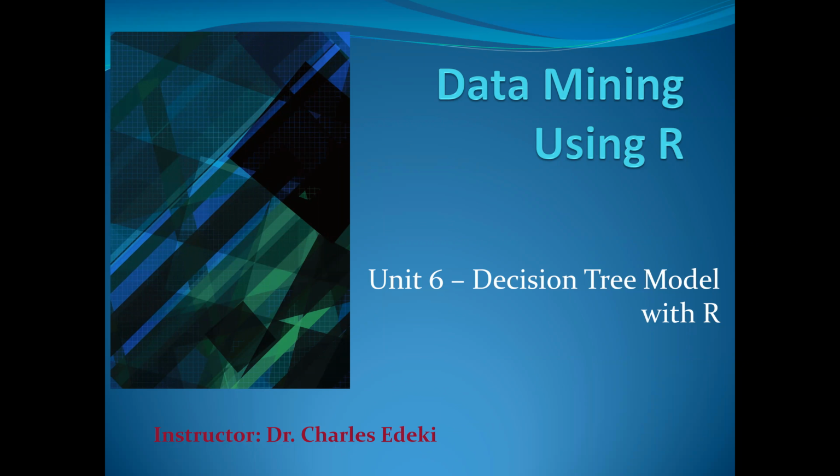In this lecture, we're going to discuss using R to build decision tree models. We are going to discuss three types of decision tree algorithms: the first one will be CART, C-A-R-T, the second one will be the C5.0, which in Weka we call the J48 algorithm, and the last one will be the random forest.